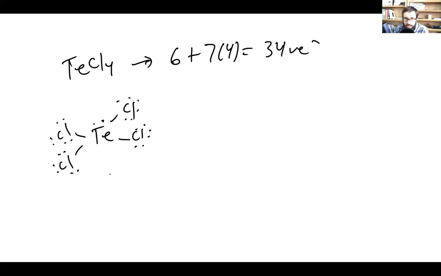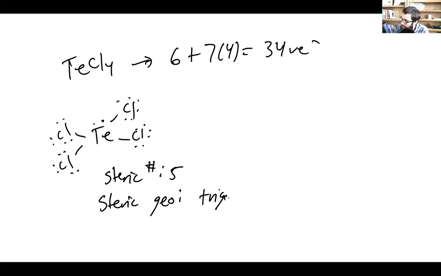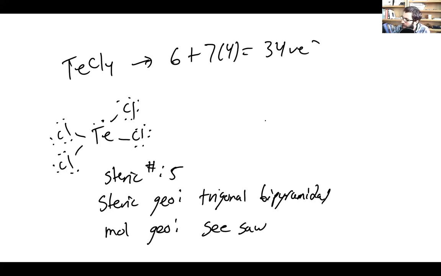What is that going to do? That's going to give us a steric number now of 5, right? Because we have 4 binding sites, 1, 2, 3, 4, and a lone pair. That brings us up to 5. That means our steric geometry for steric number 5 is going to be based on the trigonal bipyramid. So it's going to be trigonal bipyramidal. Okay. And our molecular geometry, well, it's a trigonal bipyramid with one of the pairs removed. That's called seesaw.